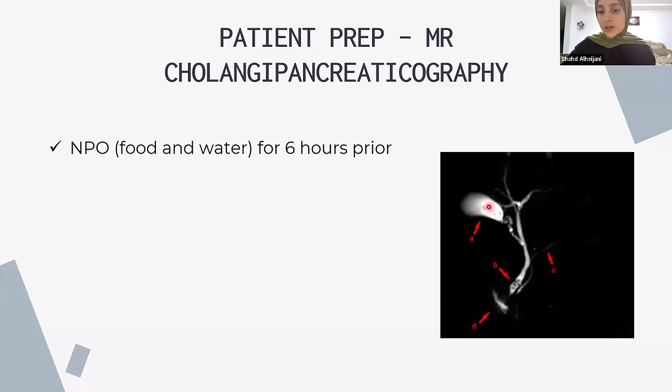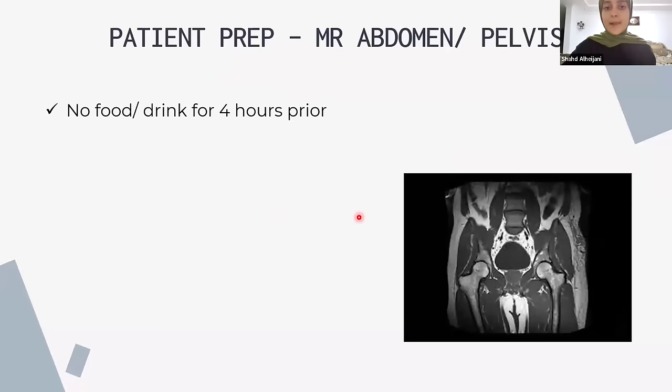So here you can see the gallbladder, you can see the ducts, and in this modality, in this technique, you're visualizing the duct to see if there is any stone, any blockage, any gallstones, and so on.